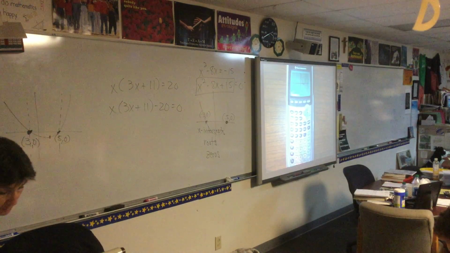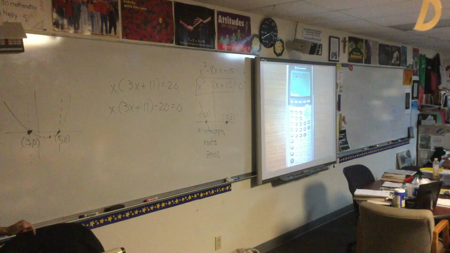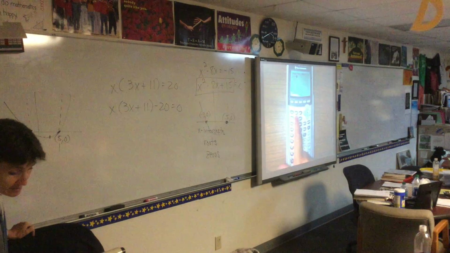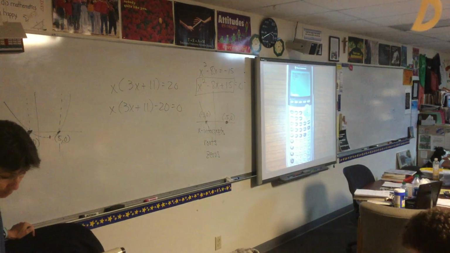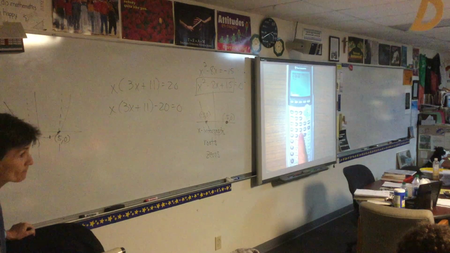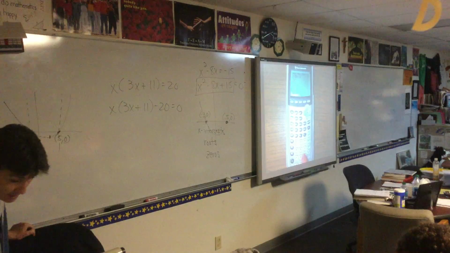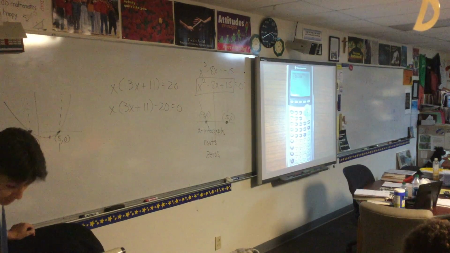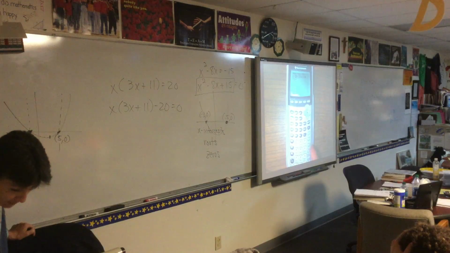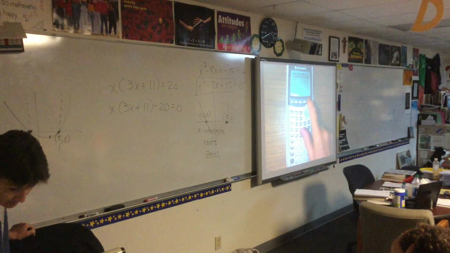So remember what we do? We go back to y equals. We clear out what's in there. X is our variable. Parentheses, everybody see the parentheses button on your calculator right there? 3x plus 11 parentheses minus 20.